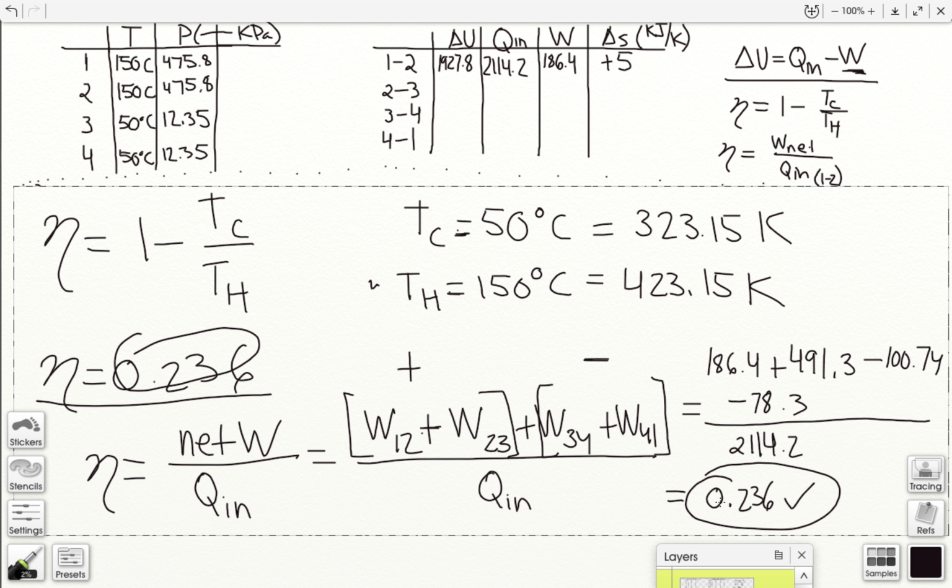So hopefully that gives you more practice with the Carnot cycle and how to use saturated tables and applying that to this type of problem.